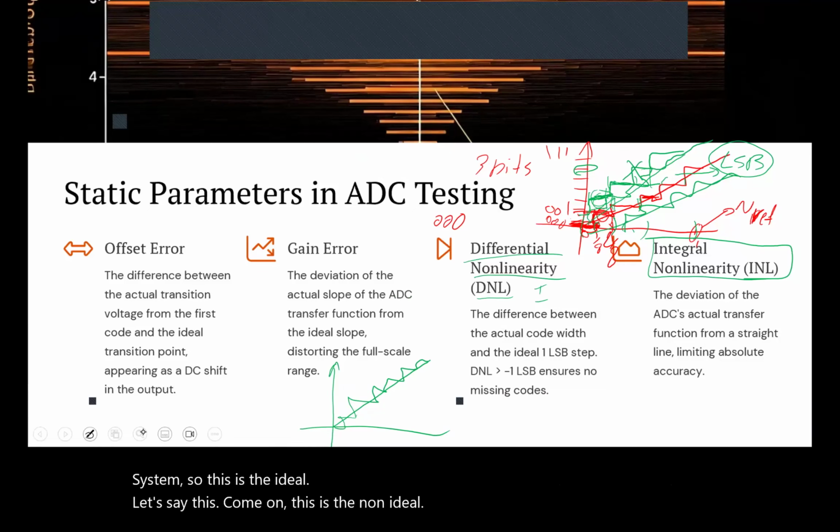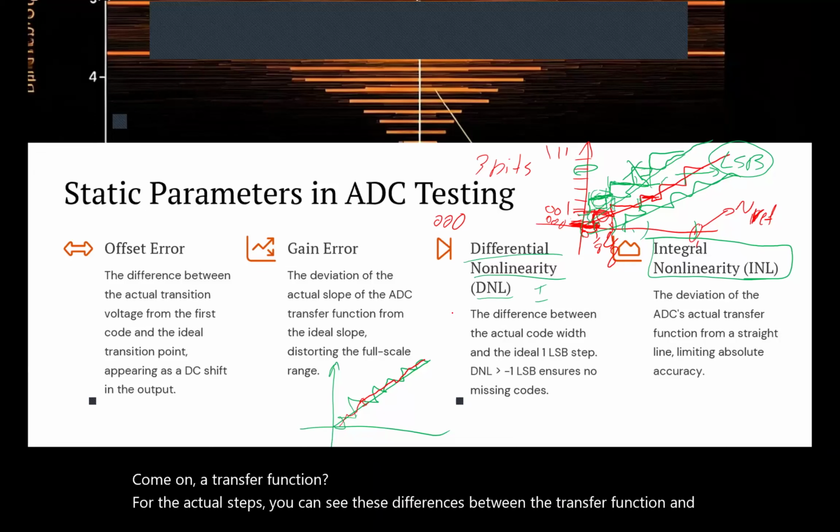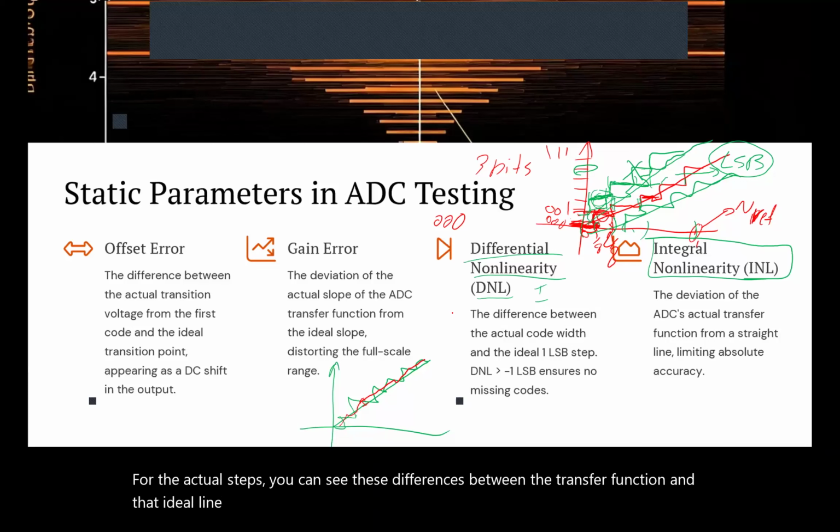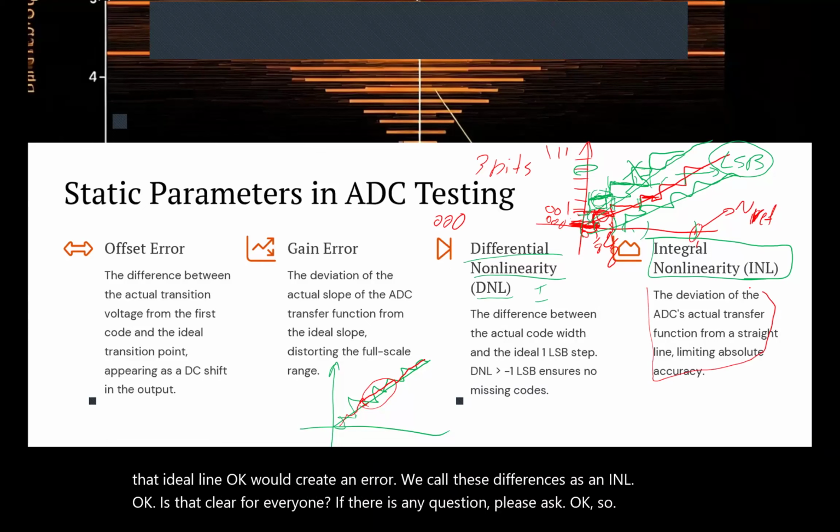Now, if we use a regression to create a transfer function for the actual steps, you can see these differences between the transfer function and that ideal line would create an error. We call these differences INL. Okay, is that clear for everyone? If there is any question, please ask. Okay, so you have to pay attention.